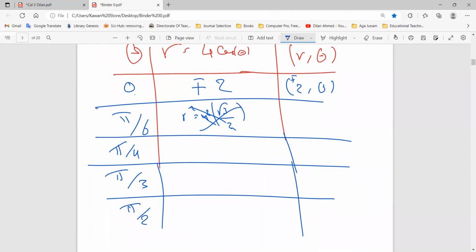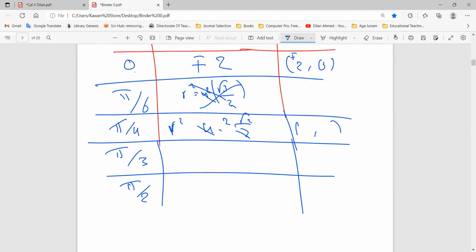How about pi over 4? You have 4, 2 square root of 2. Am I right? Again r equal to the square root of that one, so again it's not a good value. How about that one? It's easy: 1 over 2, am I right? So it remains 2. So r equal to what? Square root of 2. So positive, negative, square root of 2 with pi over 3.